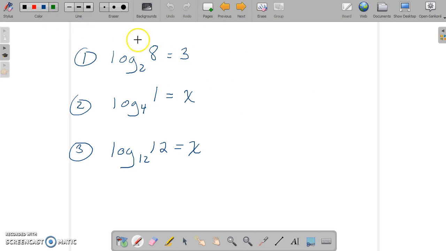So what I need you to do is convert these into exponential form. So you're going to use my little circle method here. So it's 2 to the third power equals 8. And you know that's true, right? 2 cubed is 8. That's what this means. So the log base 2 of 8 is 3. 3 is the logarithm.